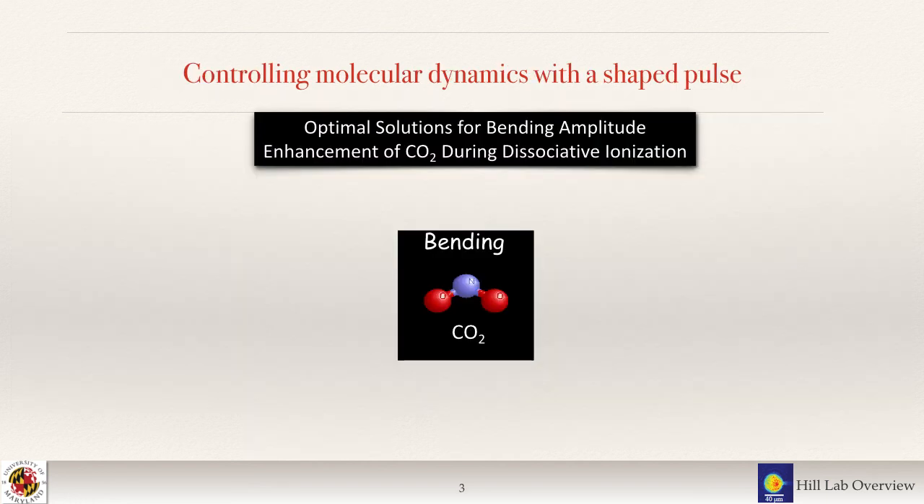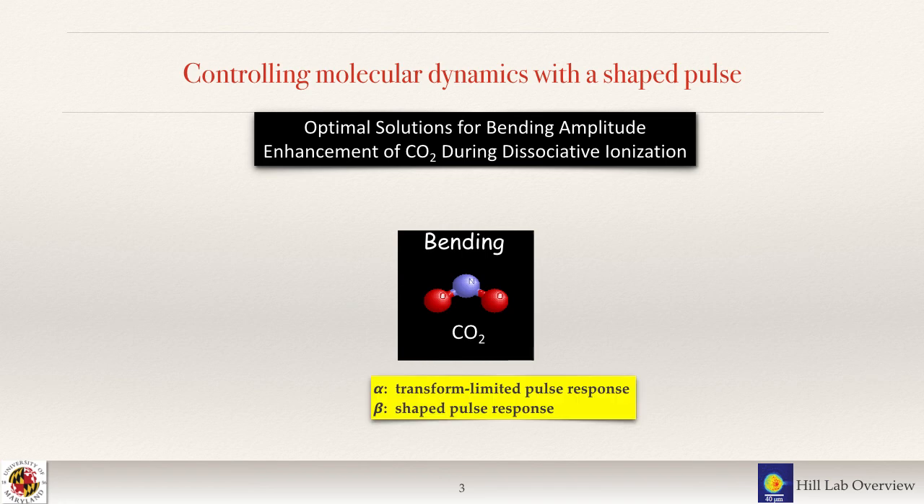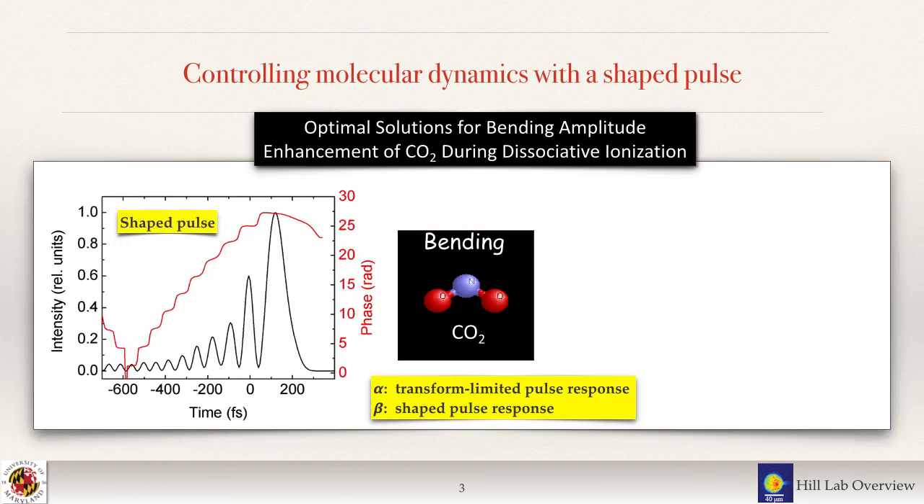As an example, let me tell you about an experiment we did in CO2, where we were interested in trying to enhance the bending amplitude during dissociative ionization. The experiment was to compare the response from a transform-limited pulse to a shaped pulse. The shaped pulse, given by our genetic algorithm, is shown here on the left. As you can see, the shaped pulse consists of a series of pulses, small at the beginning, followed by a very large pulse. And here is the response.